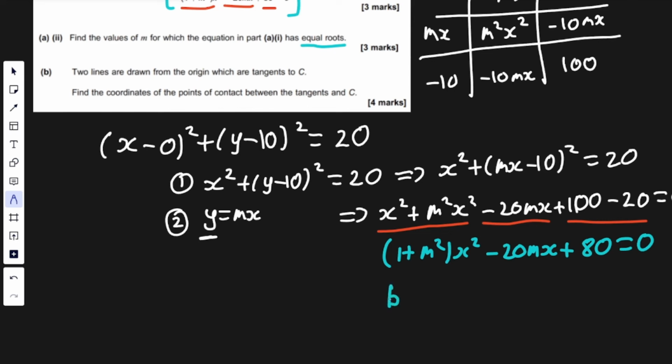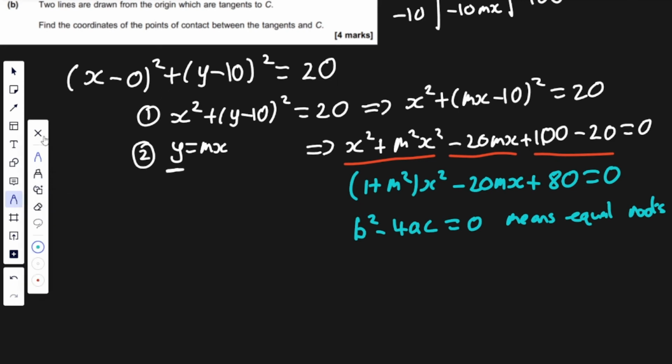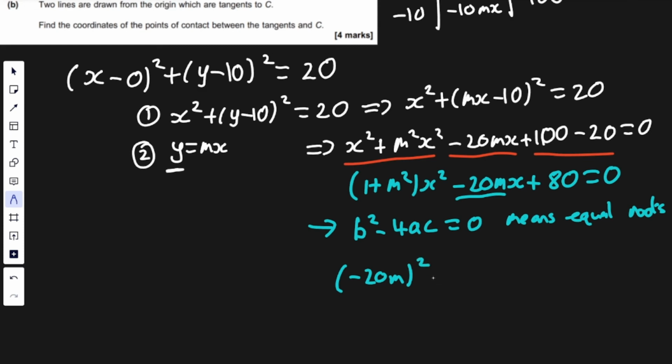And we know that b squared minus 4ac equals 0 means equal roots. And you should always state this when you use the discriminant test. Always state what you're doing with it, and state this fact. Now b is minus 20m. We're solving the quadratic in x, not in m. So we have (minus 20m) squared minus 4 times a, which is 1 plus m squared, times 80, which equals 0.